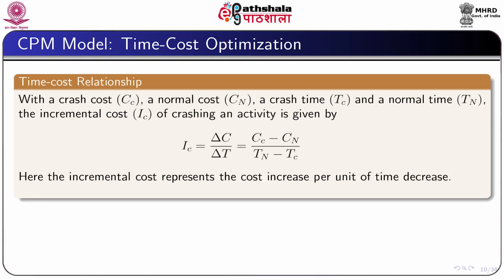With a crash cost Cc, a normal cost Cn, a crash time Tc and a normal time Tn, the incremental cost Ic of crashing an activity is given by the slope Ic equal to delta C by delta T, which is equal to Cc minus Cn divided by Tn minus Tc. In effect, the incremental cost represents the cost increase per unit of time decrease.